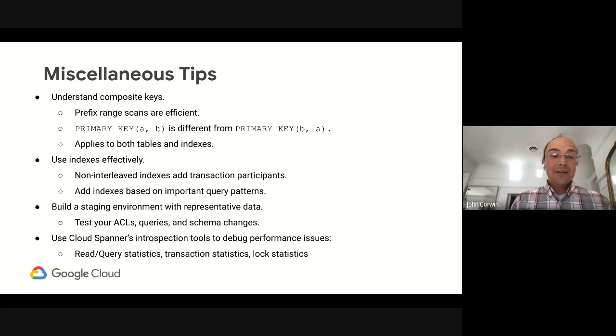And then finally, when you do have performance problems, you can use Cloud Spanner's introspection tools to debug performance issues. This is an area that Cloud Spanner has released a lot of tools in recently. So if you haven't looked at what's available recently, you might want to take another look. But at this point, we have statistics on reads, on queries, on transactions, and on locks. So these can be really useful in actually debugging your performance issues.